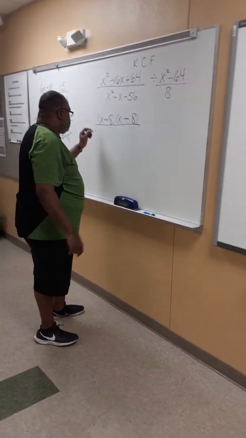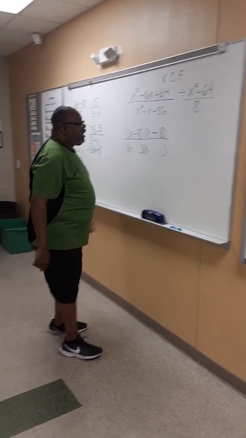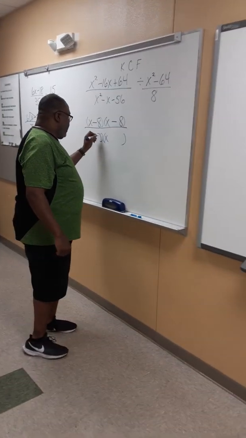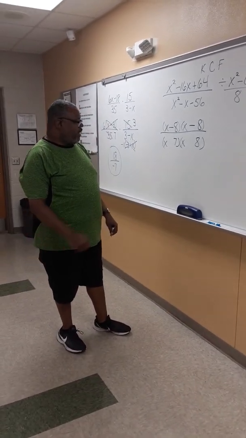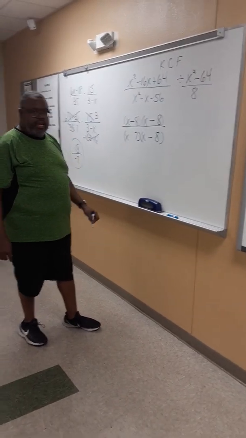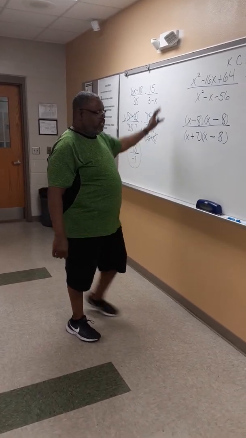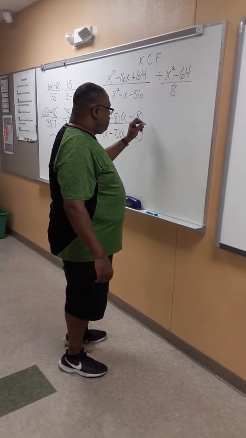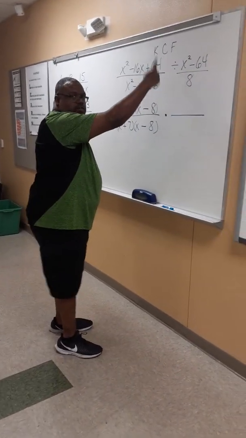On the bottom here, I'm going to factor that, x and x. 56, that would be 7 and 8. So I need a negative 1 out of here. So the factors of 56 that give me a negative 1: I make the 8 take the negative, and let the 7 take the positive. So that's this fraction, so I keep this. I'm going to change from division to multiplication, and I'm going to flip this other fraction.